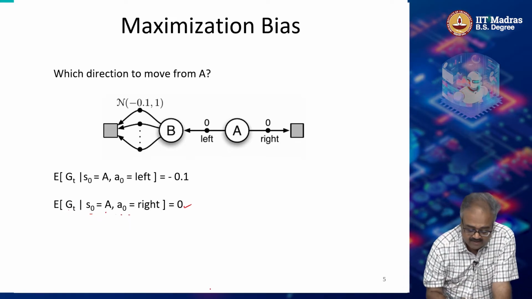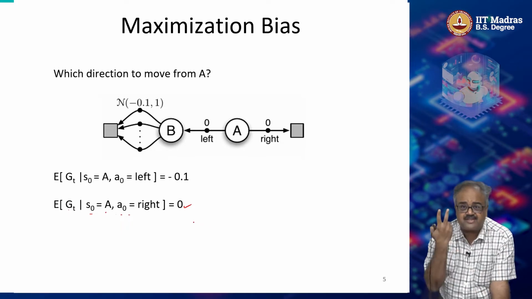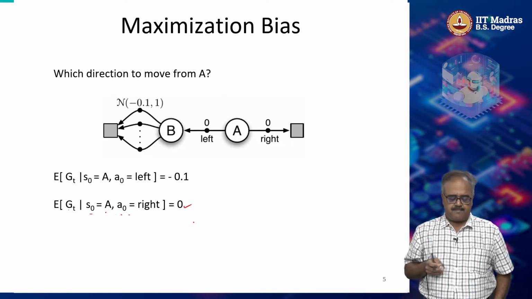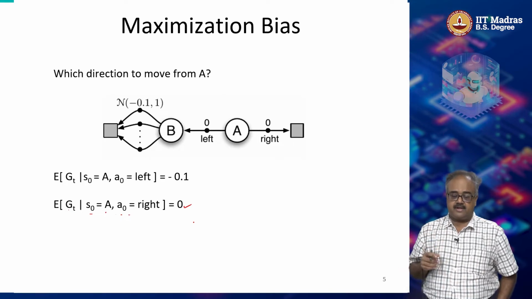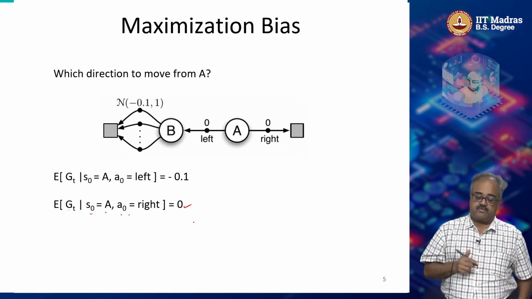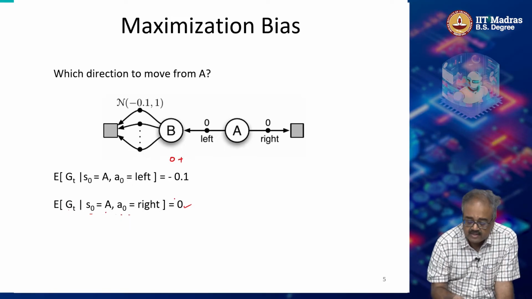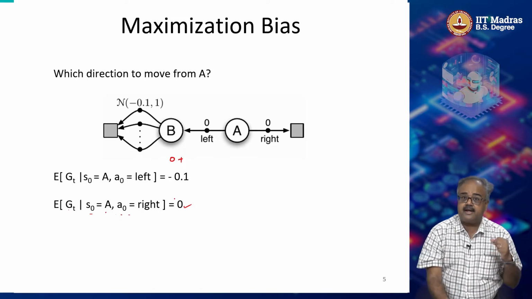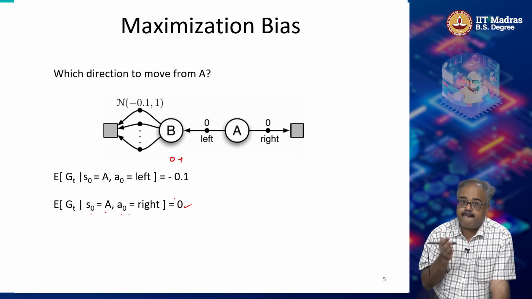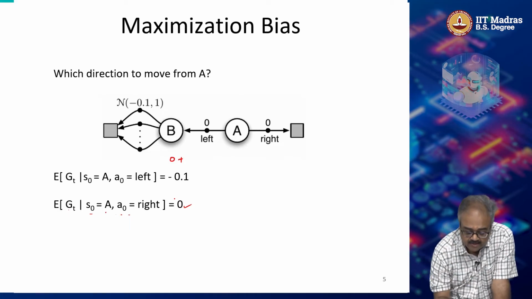What about going left? What will be the return if I go left, assuming my gamma is just 1, because it is just a one step thing, an episodic task. So, let us keep gamma to be 1 just to make things simple. If I go left, I will get a reward of 0, plus whatever action I choose from B and go and terminate, the expected reward is minus 0.1.